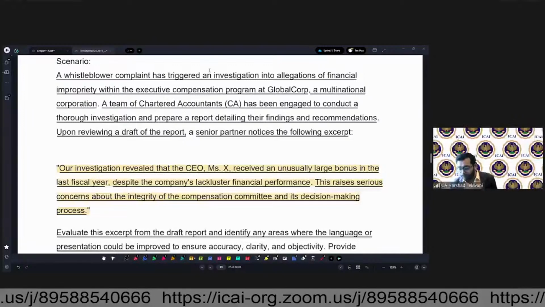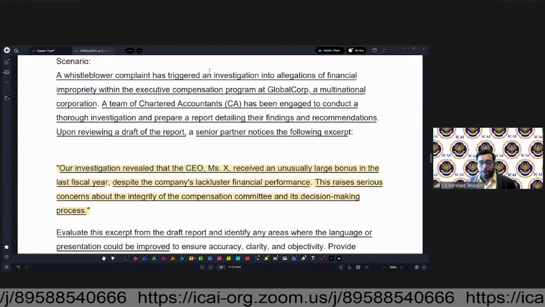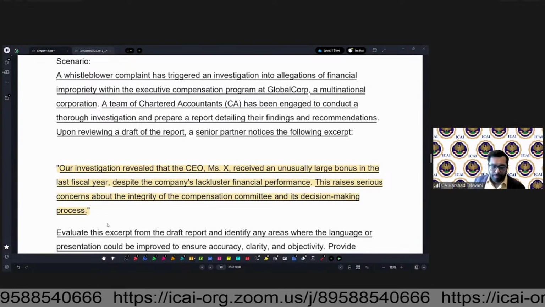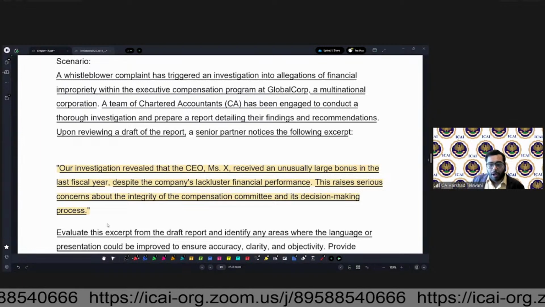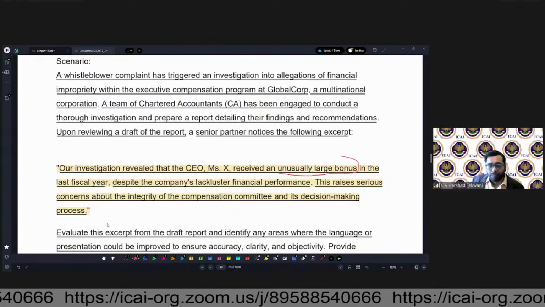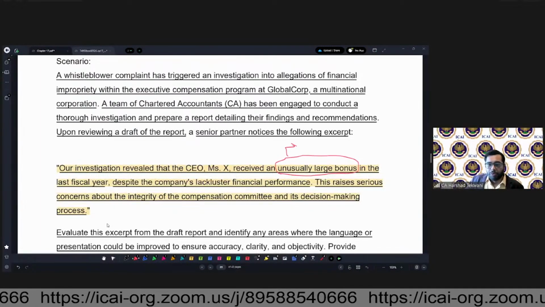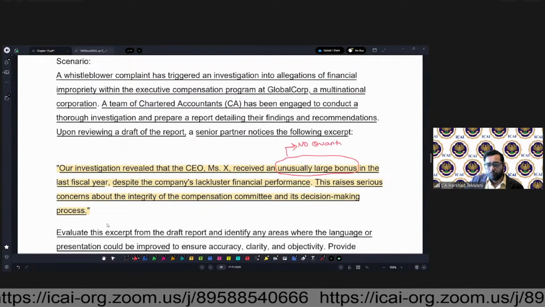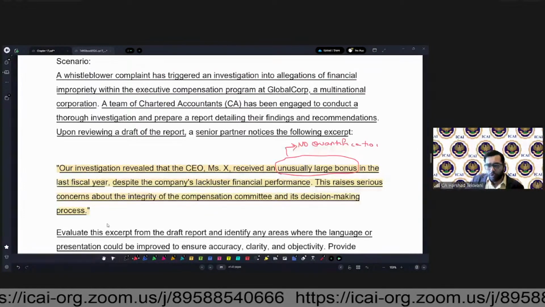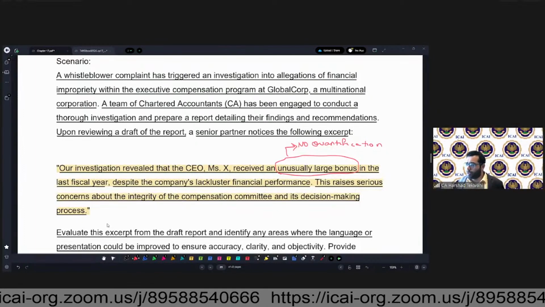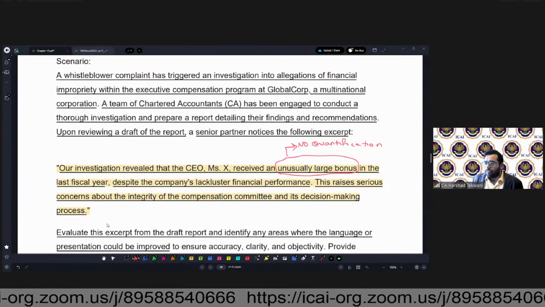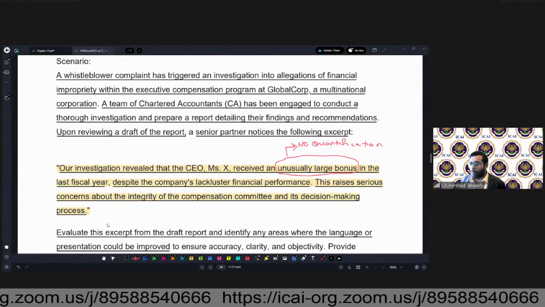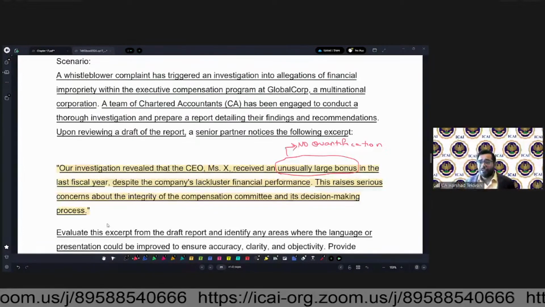Okay, I'll tell you. If you see a few terms over here, number one, unusually large bonus, no quantification. So what is unusually large? There is no quantification. It does not specify any amount, the bonus provided or the benchmark.